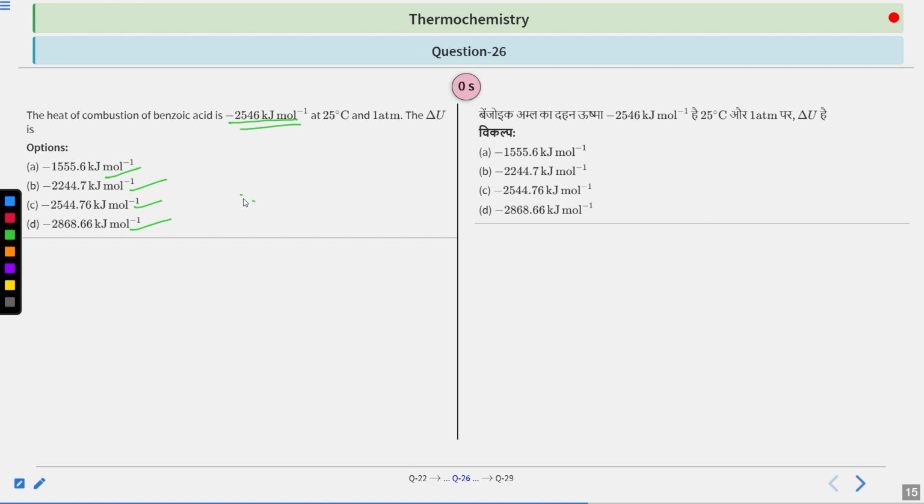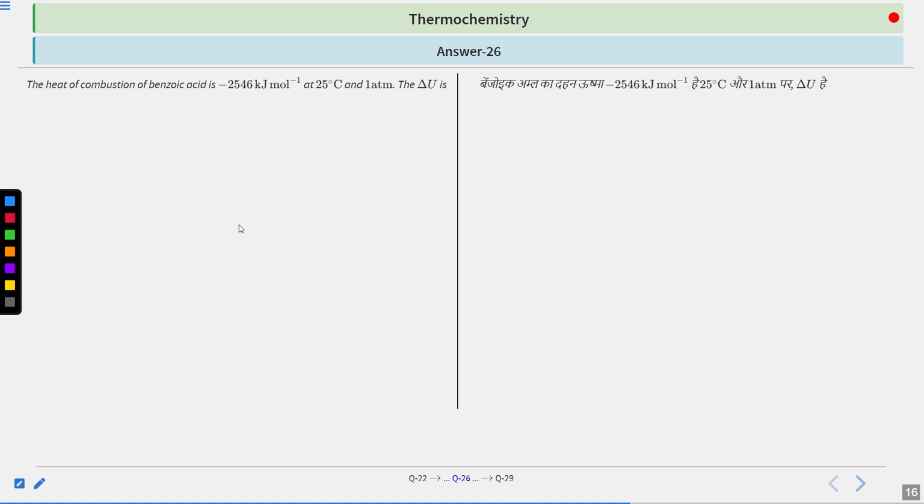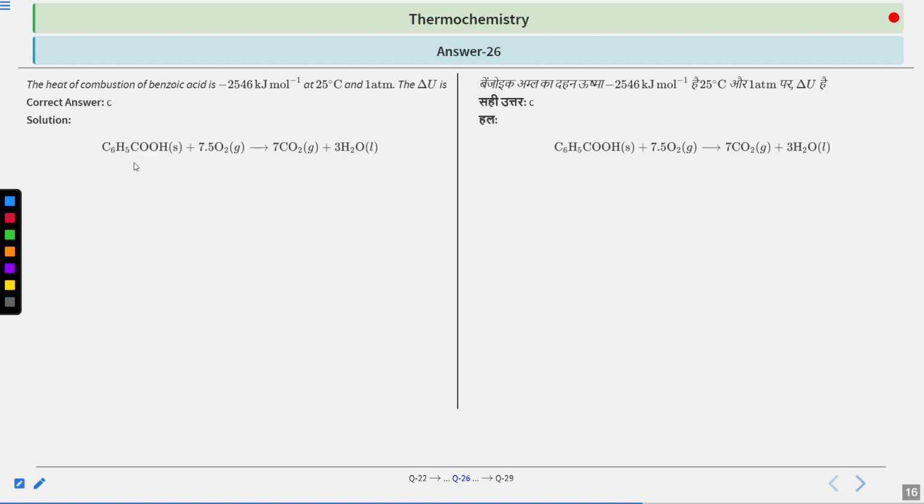So let us see the solution part. I hope you have tried to solve it. The benzoic acid combustion was given. For those who have solved, the correct answer is C. So this is the conversion. We are combusting it and getting 7 CO2 and 3 H2O. Now what is the value of delta Ng? It is 7 minus 7.5, that is minus 0.5. This is solid and this is liquid, so we don't consider them, as we are calculating the change in the number of gaseous molecules.